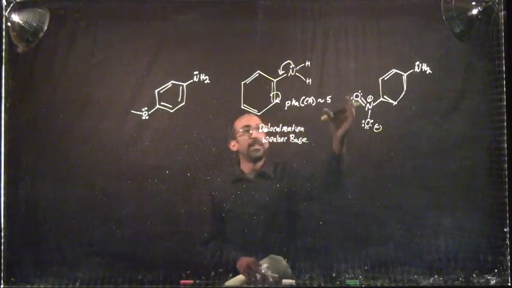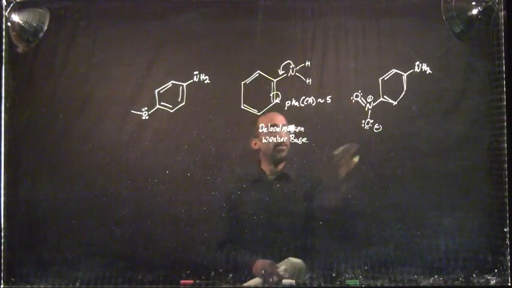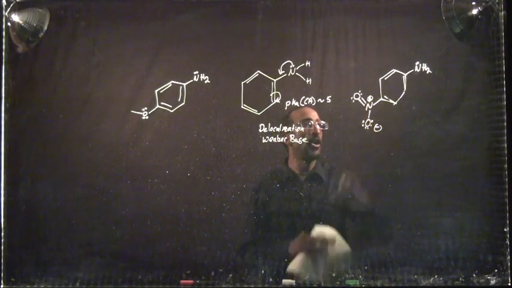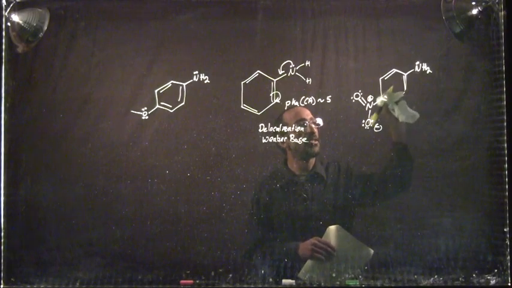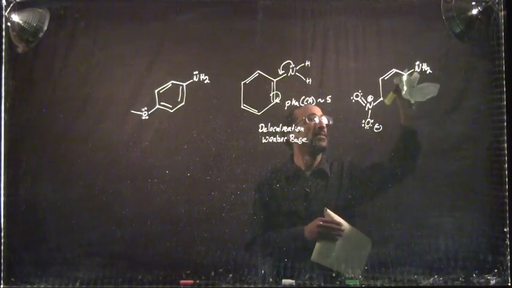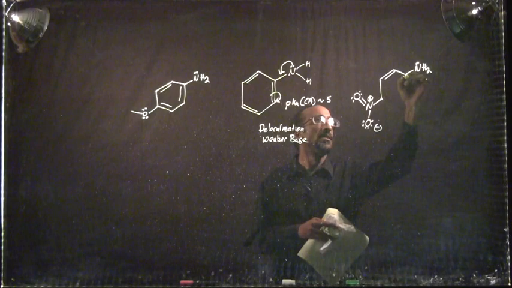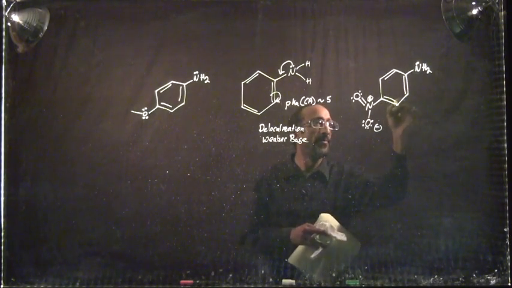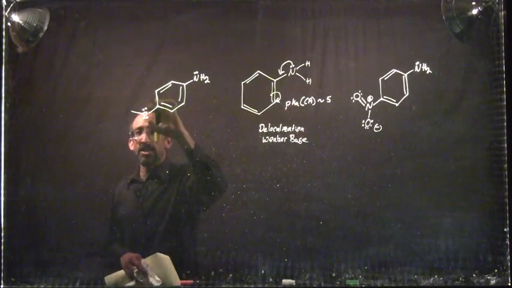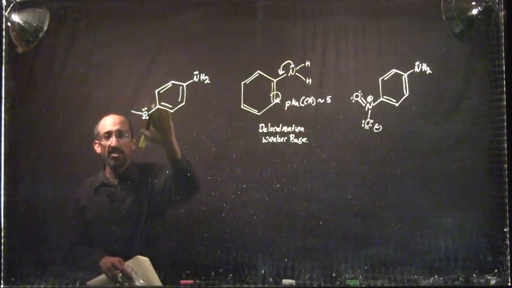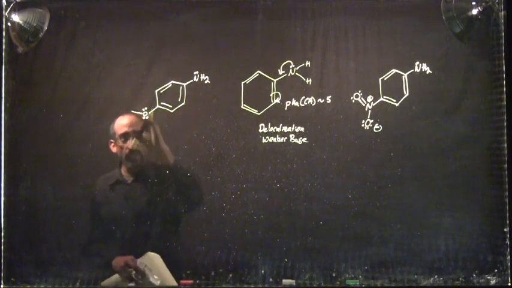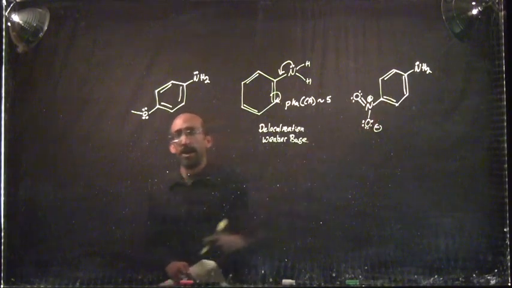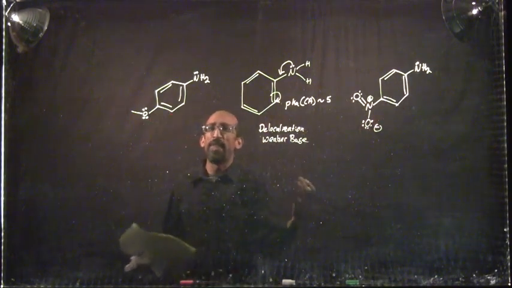So nitro groups are electron withdrawing. An indicator of that is the positive formal charge on that nitrogen. Let me clean this up just a little bit for you. And an sp3 hybridized oxygen is electron donating. So whenever we see this, we're going to think electron donating. Whenever we see nitros, we want to think electron withdrawing. So let's think about what that does.